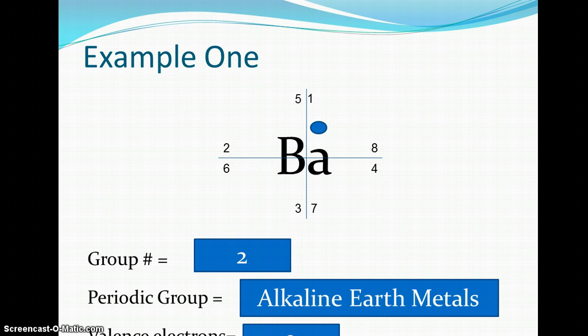The next dot is going to be near the number 2. So it's very close to the Ba. It's not all the way out to the 2 or over here in the corner, but it is not overlapping the Ba. And that is it. That's our Lewis dot diagram for Ba, which shows that it has 2 valence electrons because it's in group 2.